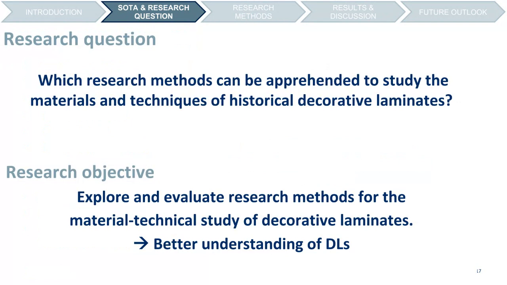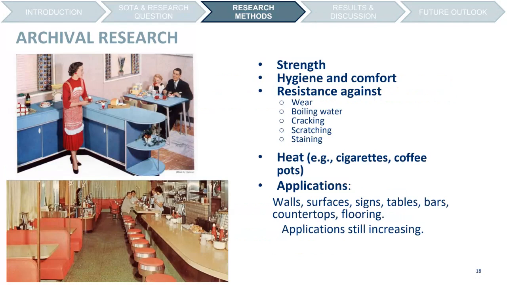So in my research, in order to lay a foundation, it is important to question which research methods can be applied to study the materials and techniques of historical decorative laminates with the objective of achieving a better understanding. So the first method is actually archival research, and based on magazines and articles, we can see what was important at the time. What names were given to the products, which latest industrial processes were current, and which properties were strived for.